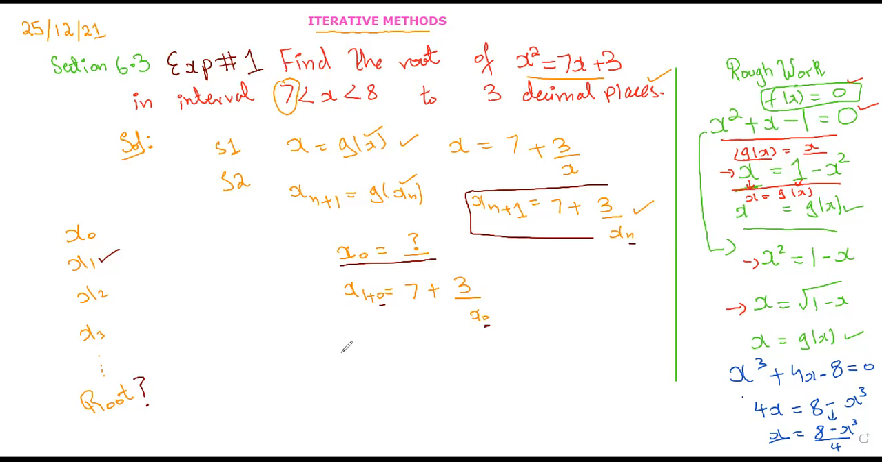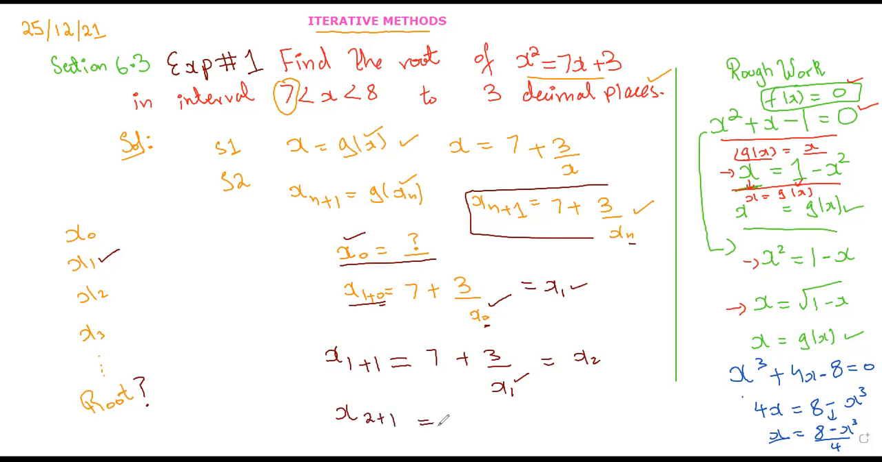Yes. Okay, if I want x2, I can write x1 plus 1. This would be 7 plus 3 by x1. So you see, initially we will somehow find x0. Now we will use this x0 here to get x1. Then once you have your x1, you will use this x1 here to get x2. And similarly, you will use x2 where? So we have to find x3, that is 2 plus 1.